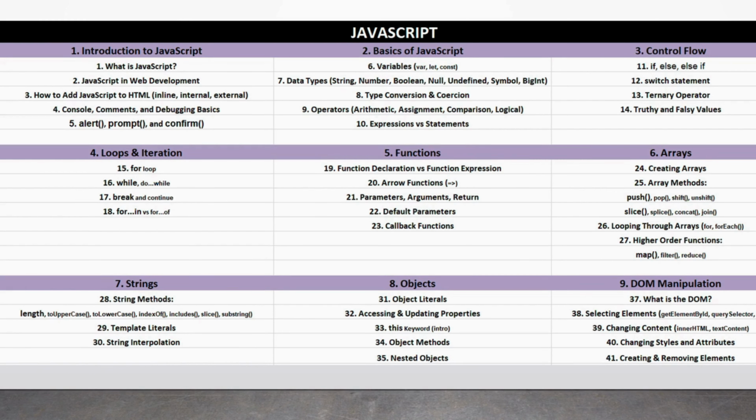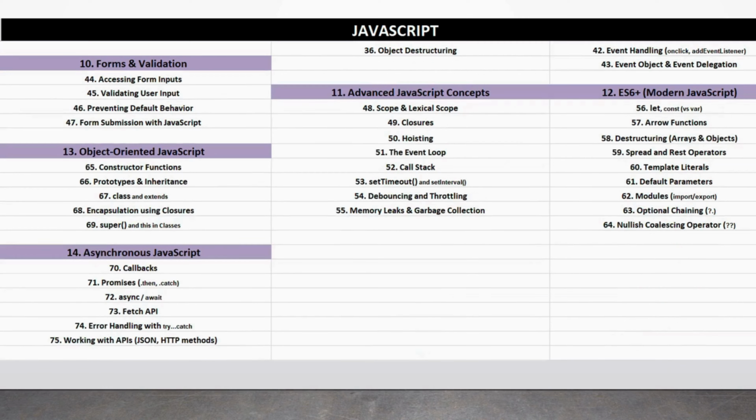This is where we are going to change the HTML at runtime. Then forms, then event handling, event objects and event delegation. Then forms and validations, some advanced topics in JavaScript: scope and closures, hoisting, the event loop and call stack, setTimeout and setInterval methods, debouncing and throttling, and memory leaks and garbage collection.